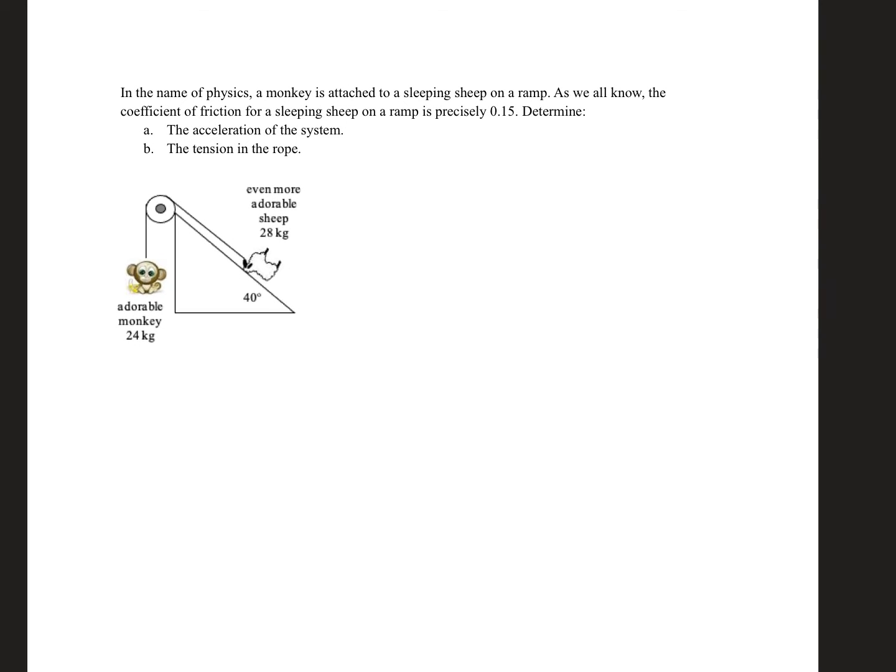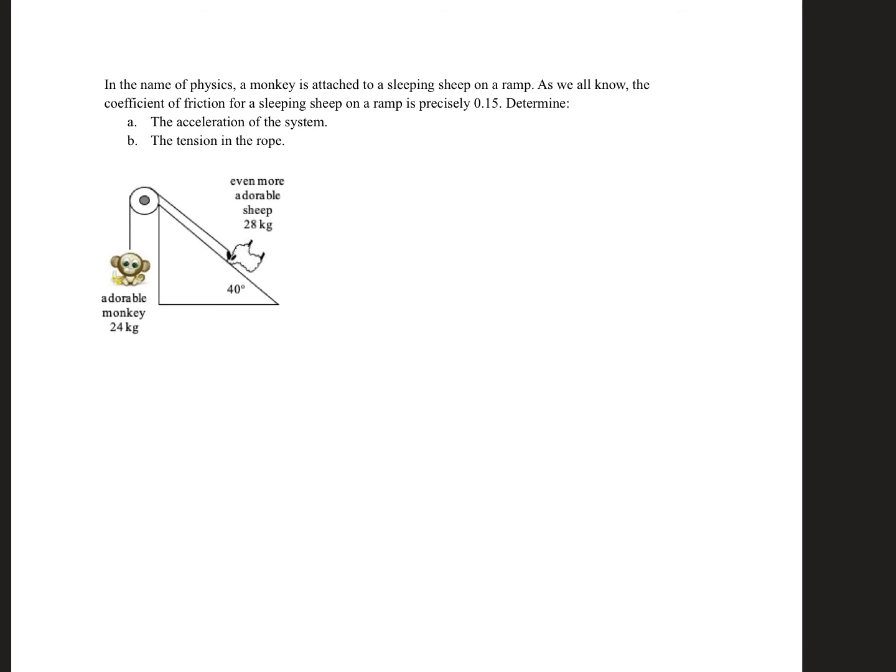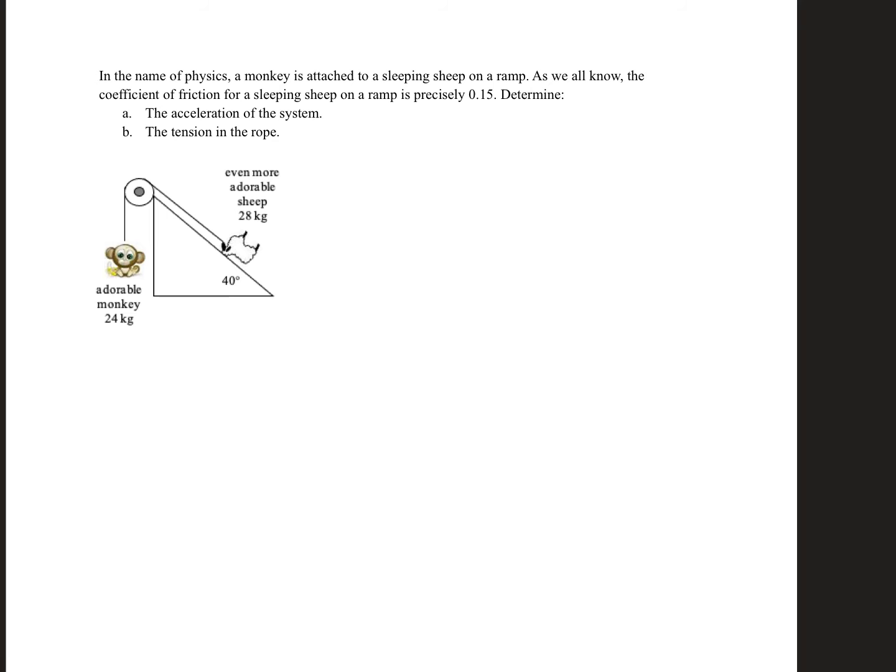So same kind of question, only in this case we will now have some friction involved. So in the name of physics, a monkey is attached to a sleeping sheep on a ramp. And as we all know, the coefficient of friction for a sleeping sheep on a ramp is precisely 0.15. So let's first determine the acceleration of the system. So what we have to do first is we have to understand which way it's accelerating.